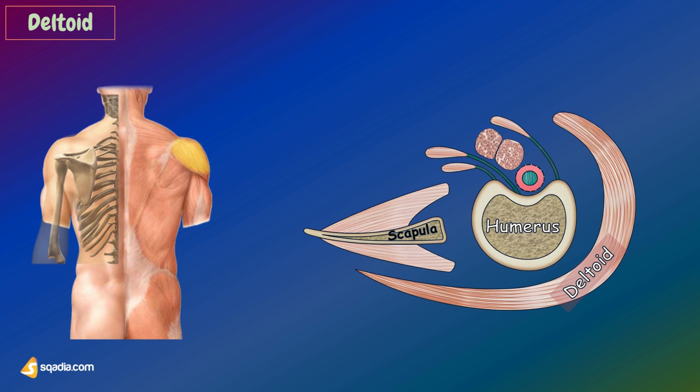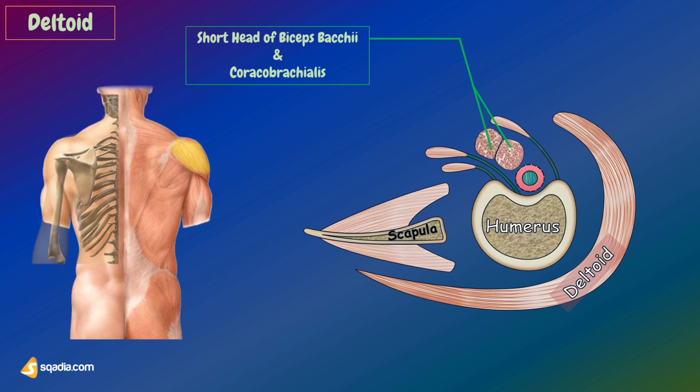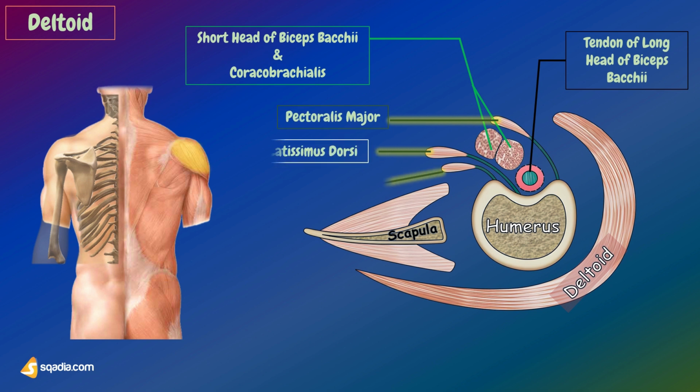First of all, we have two bones here, the upper end of the humerus and scapular bone, to be precise, the coracoid process. Then we have the origins of the long and short heads of the biceps brachii and of the coracobrachialis. We also have the tendon of the long head of the biceps brachii in this region.